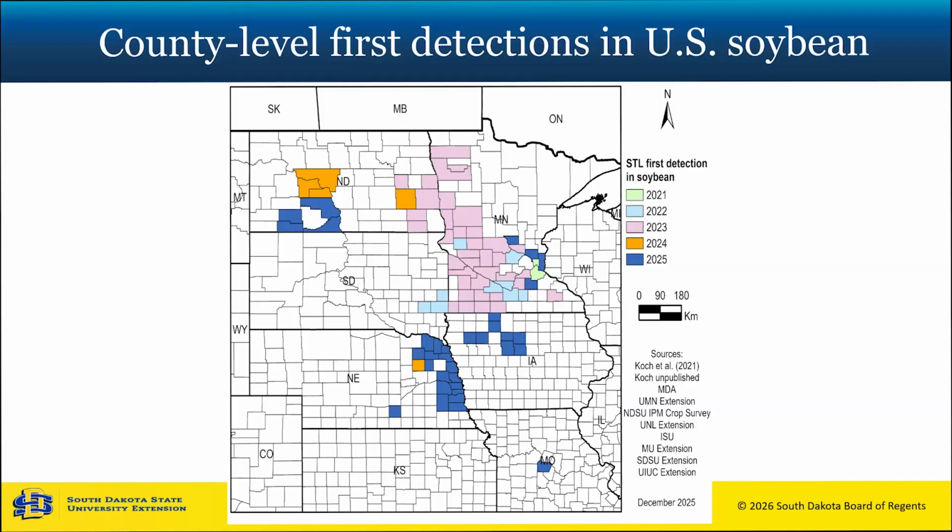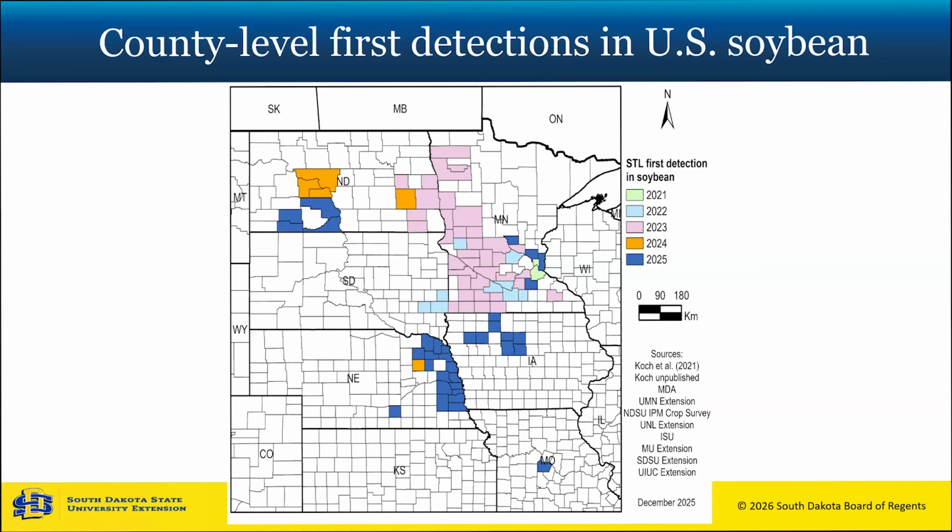In 2022, Robert did find it in South Dakota. You can see there. In 2023, it was found all over Minnesota and parts of North Dakota with that light pink color. And then in 2024, orange, and 2025, blue. You can see it spread even further, reaching Missouri, Nebraska, Iowa, and parts of North Dakota.